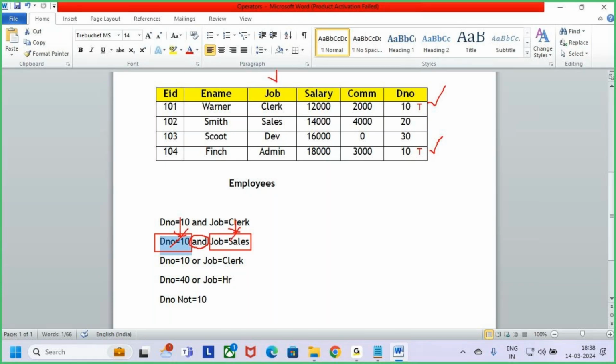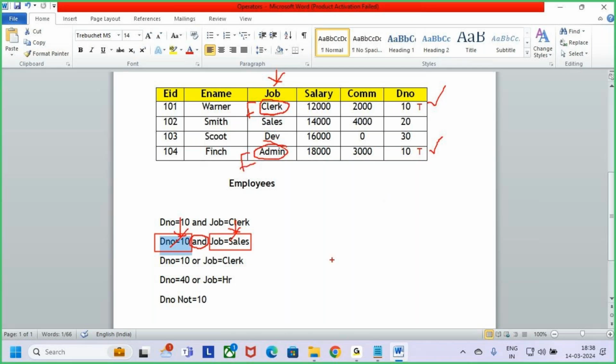Now under the job column, where is the sales? Here it is the sales. So there is one employee Smith working as a salesman, but he is working in which department? 20. In the 10th department, how many employees are there? Two employees. One is Warner. Warner is working as what? Clerk. Second employee is Finch. Finch is working as what? Admin. So here the second condition is false. Here also second condition is false.